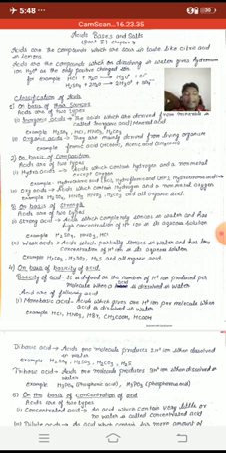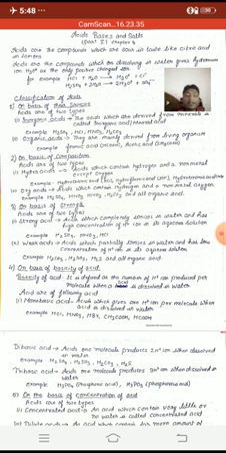For example, HCl on dissolving in water forms hydronium ion H3O+ plus Cl-. Similarly, sulfuric acid on dissolving in water forms 2H3O+ plus SO4 2-.